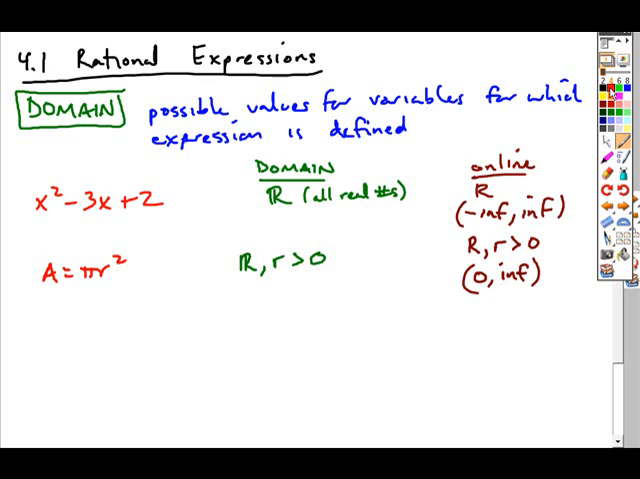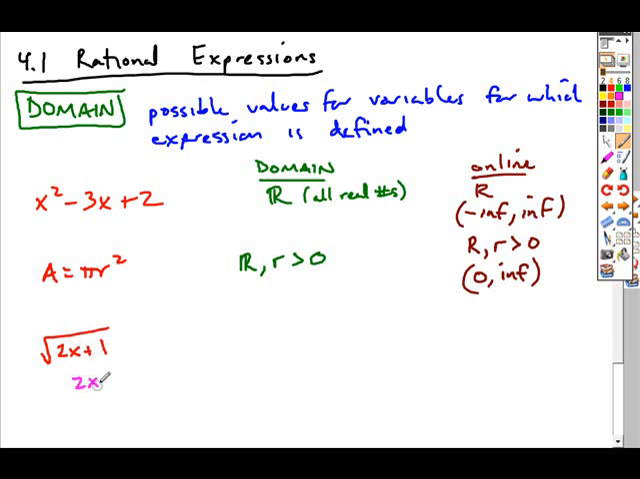Right, one more type of restriction that we've already talked about would exist in an even indexed radical. So what do you know about the values that are inside the even indexed radical? They can never be negative. So when you identify the domain for this, you first have to find what values would make this a negative and restrict those.